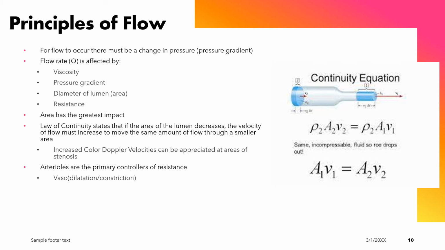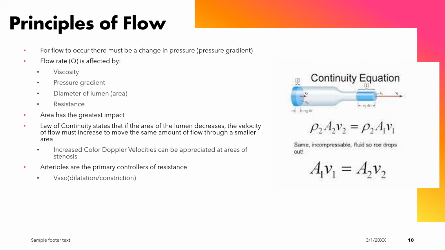So for principles of flow for our vascular system, there has to be a change in pressure in order for flow to occur. So without any change in pressure, we would just have stasis of fluid or blood or water, whatever the fluid may be.